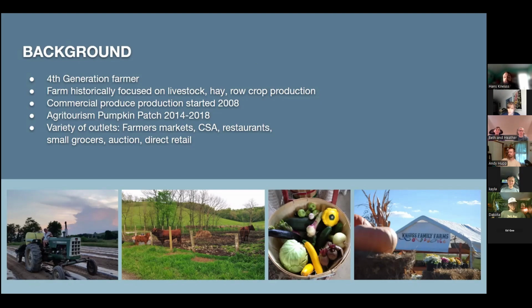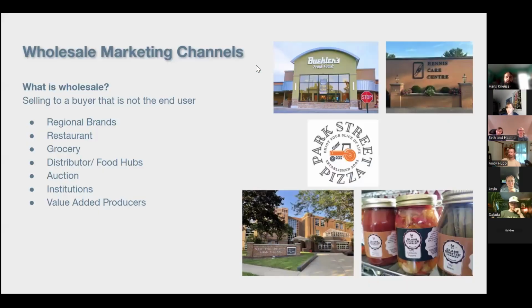And then we sold through a variety of outlets, farmers markets. We had a CSA for a long time, sold to local restaurants, had some small grocers we worked with, sold at a produce auction, and then we've done direct retail, a lot of freezer beef, quarters, halves, things like that. So we've done a little bit of everything, not everything, of course, but mostly focused on direct to consumer.